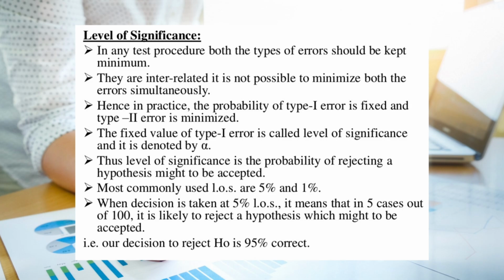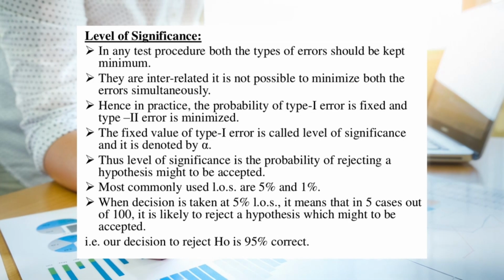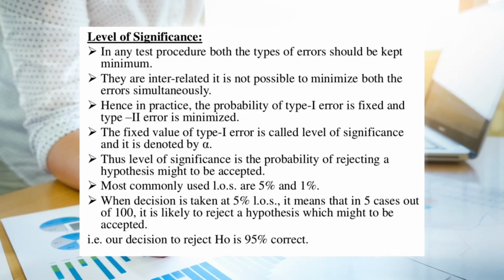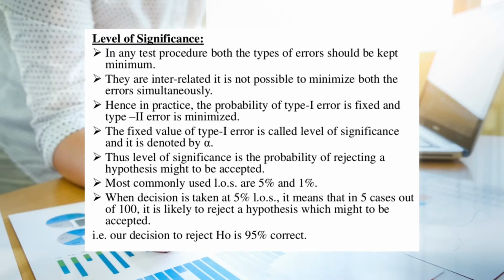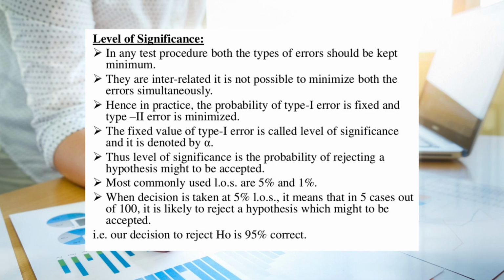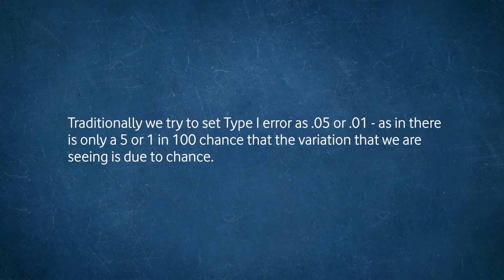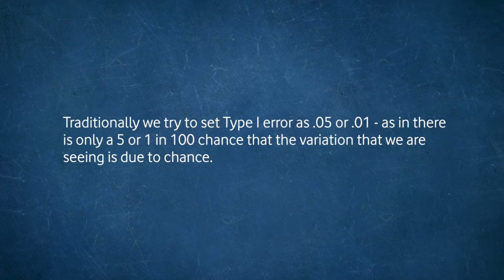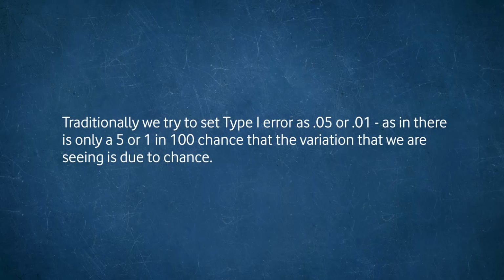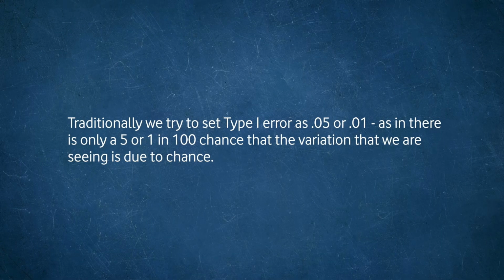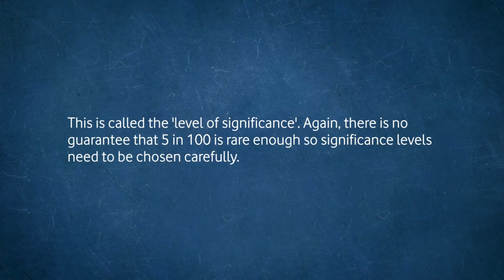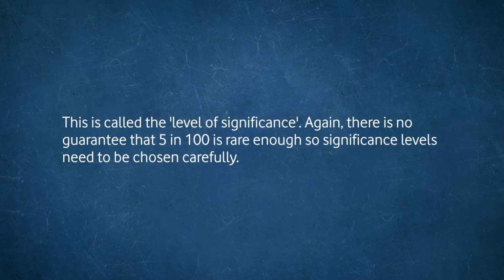Thus, level of significance is the probability of rejecting a hypothesis which ought to be accepted, and the most commonly used are 5% and 1%. When the decision is taken at 5%, it means that 5 cases out of 100 are likely to reject a hypothesis which ought to be accepted. Our decision to reject the null hypothesis is 95% correct. So traditionally we try to set type 1 error as 0.05 or 0.01, as in there is only a 5 or 1 in 100 chance that the variation we are seeing is due to chance. So this is called the level of significance. Again, there is no guarantee that 5 in 100 is rare enough, so the significance level needs to be chosen carefully.